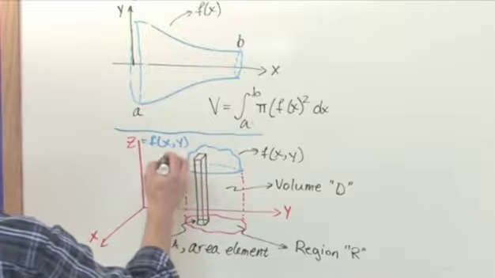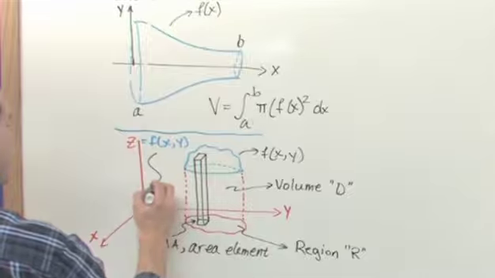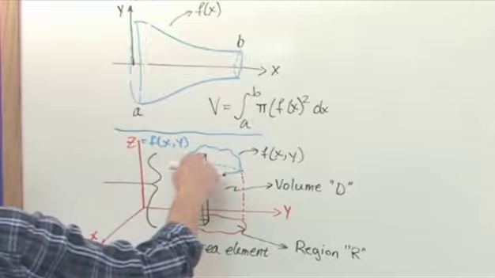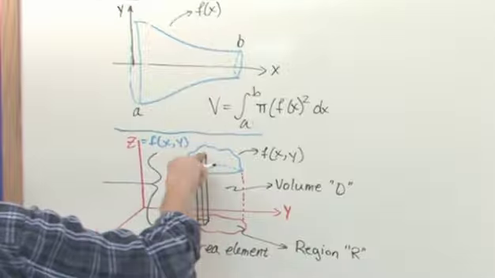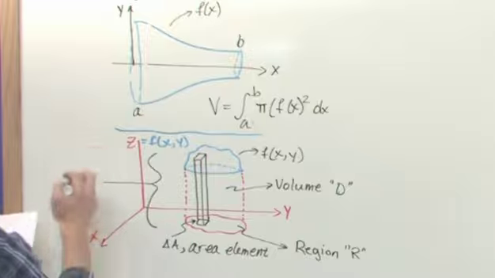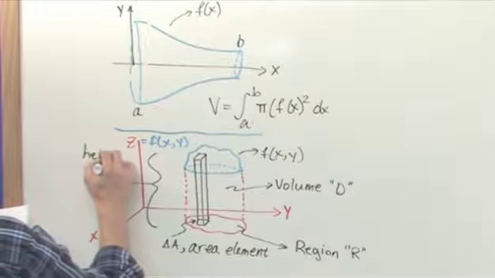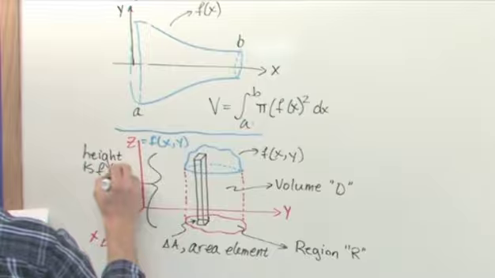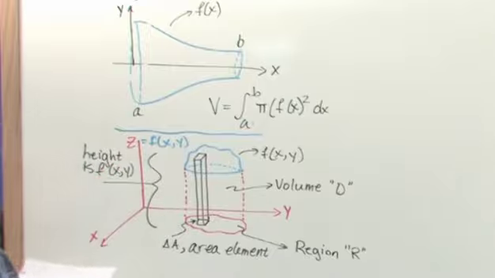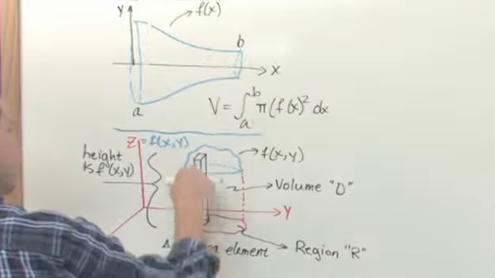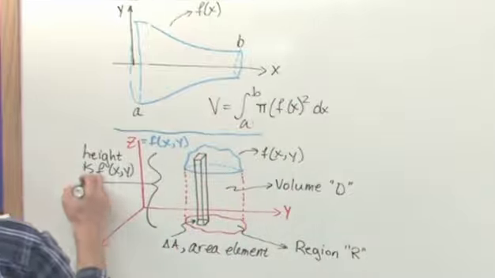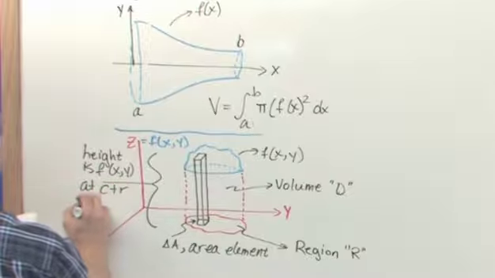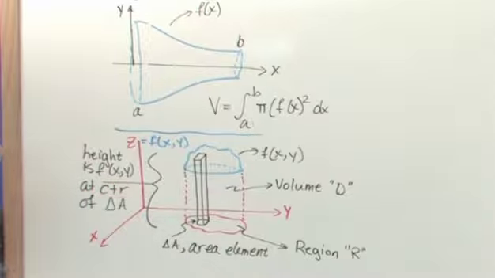What I'm talking about here is the height, from where the skyscraper touches the top of the top hat. The height is f of x comma y, because that's where the function is. The f of x comma y is by definition the height above the xy plane at the center of delta A. So you can see I'm setting up what I'm going to eventually show you, how to calculate the volume of this whole thing.